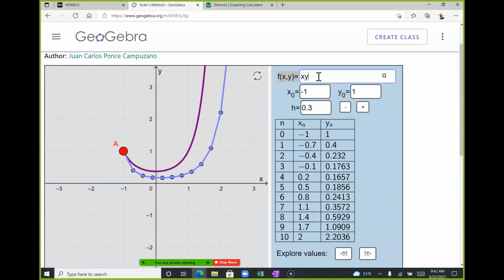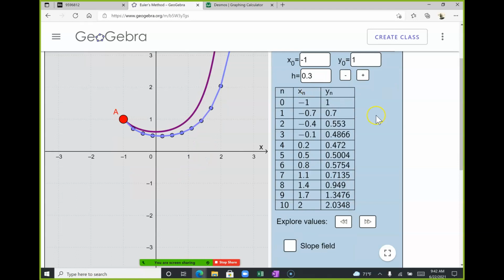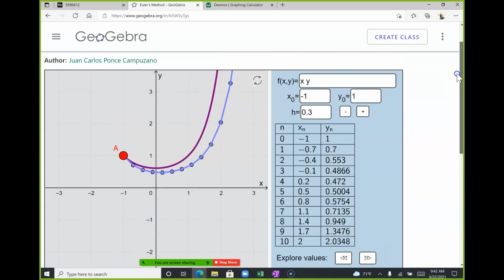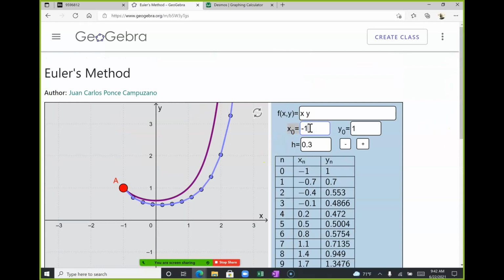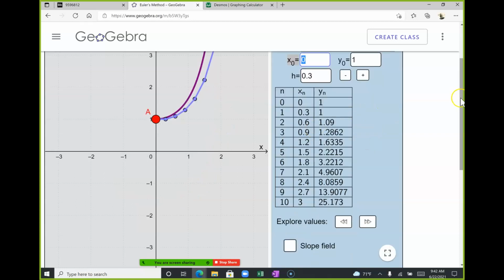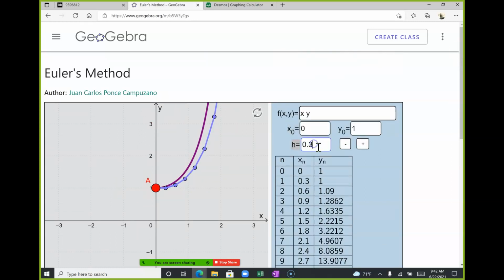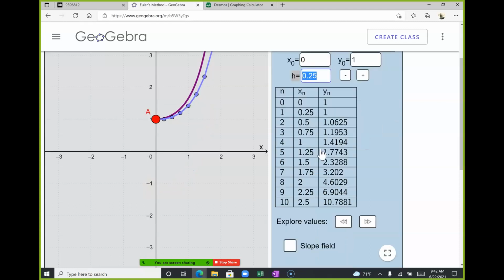So my differential equation was x times y, and I had started at 0, 1. So that's all set, right? X sub 0 is 0. I started at 0, 1. There's my initial value. And then I did an h value of 0.25. And obviously I made a mistake when I did my calculations, so I should have gotten to there.